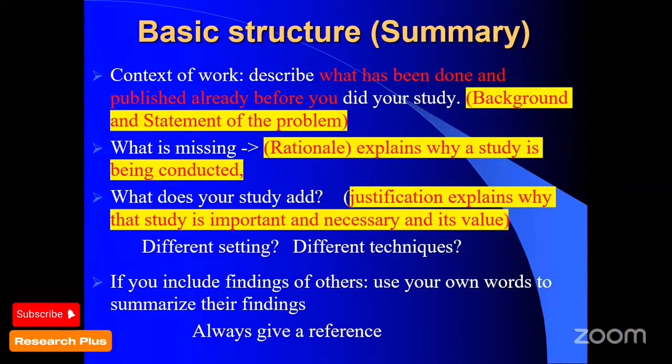It might be that it's been done in a different setting. We are using a different technique that will improve early detection. And then always note that if you are quoting studies that have been done by others, use your own words to summarize their findings and give a reference. Don't plagiarize, because that is one of the biggest challenges for people who are starting out in writing.